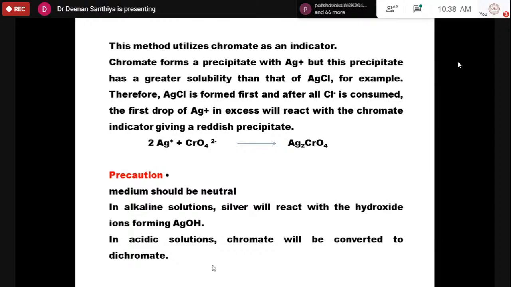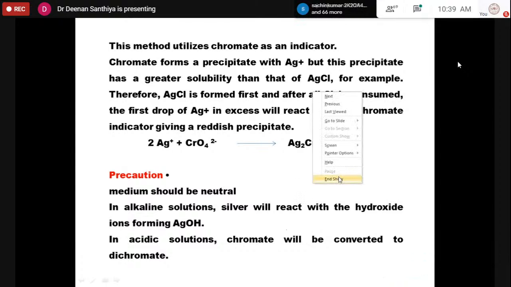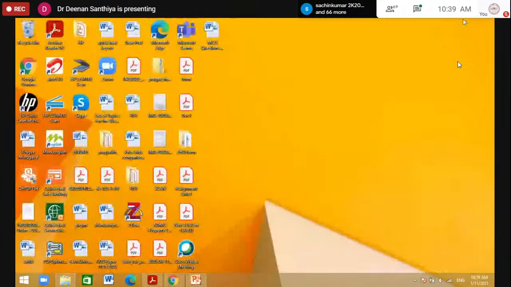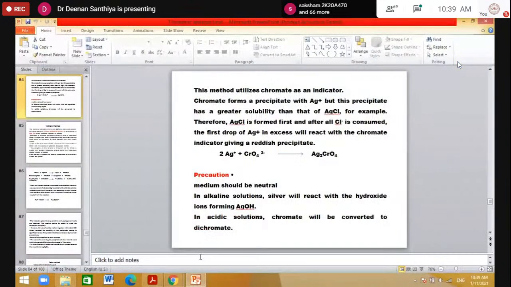Okay, so let me explain. If I have slides, I will explain this. I will also post you this. Dissolved oxygen and dissolved chlorine, which one has been done in your practicals? Hello?